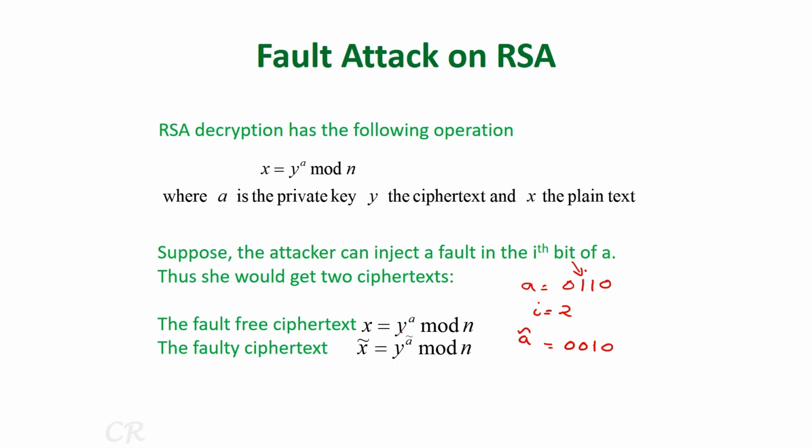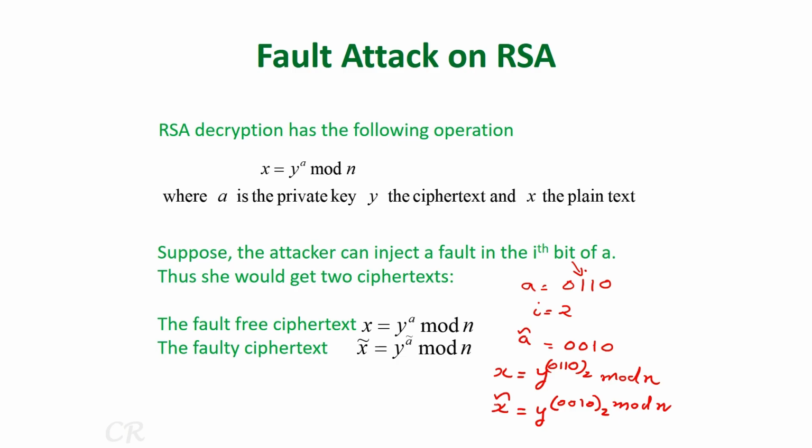Now, when the fault is not injected, X would have the value Y to the power of 0, 1, 1, 0, to base 2 mod n, while in the case when the fault is injected, he would get a wrong value, which we denote as X tilde, which is Y to the power of 0, 0, 1, 0 to base 2 mod n. So, what we identify is that the values of X and X tilde are going to be different.